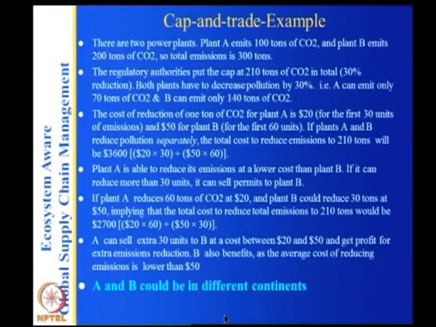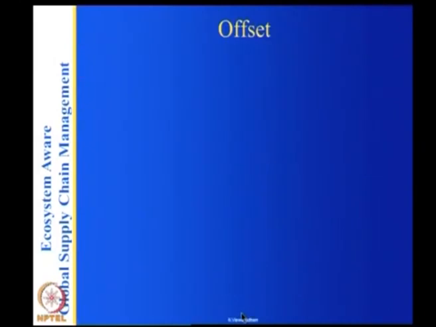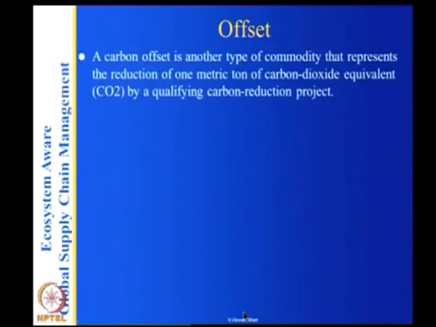So A and B could be on different continents. Basically, about cap and trade, the idea is that the global universe is the same. So you can produce emissions in one part of the world and reduce the emissions and do the cap and trade in another part of the world. So this is the kind of cap and trade that is being done, and it is a very popular trading scheme.